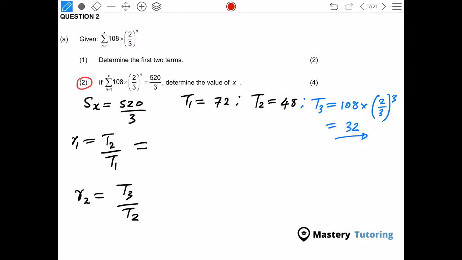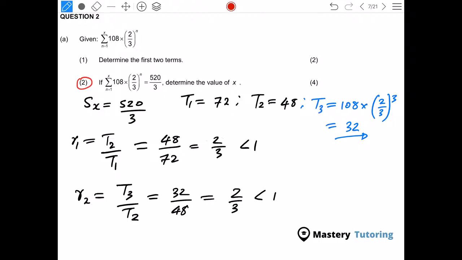Then we substitute. Term number 2 is 48 over term number 1 is 72, which gives us 2 over 3, which is less than 1. If we get the same value for the other ratio, then this is geometric. If someone had guessed that this is geometric, they would have gotten it right in this case. Term number 3 is 32 over term number 2 is 48. This becomes 2 over 3 as well, which is less than 1. Therefore, we can conclude that this is geometric.